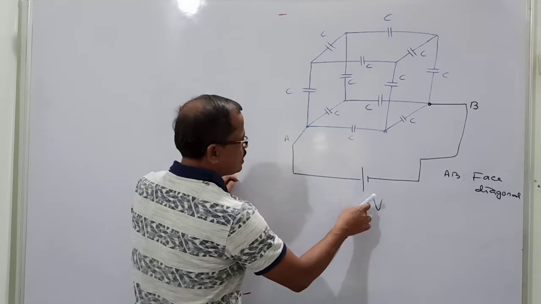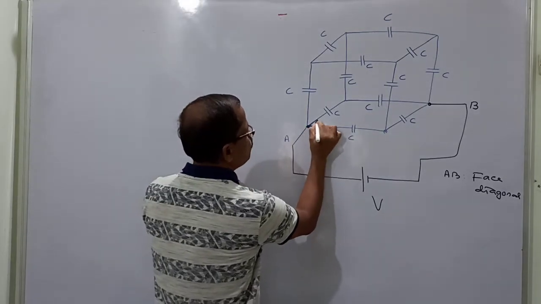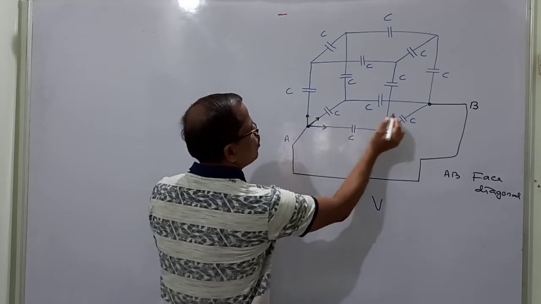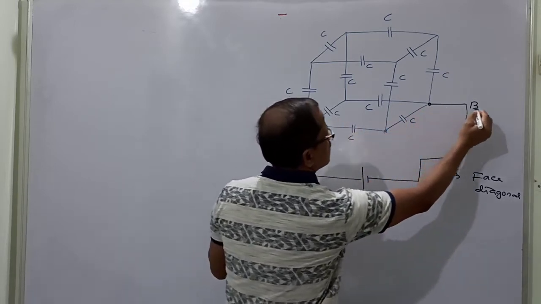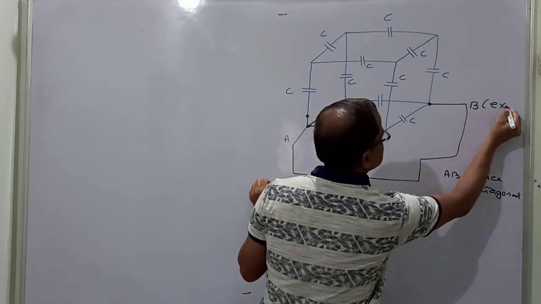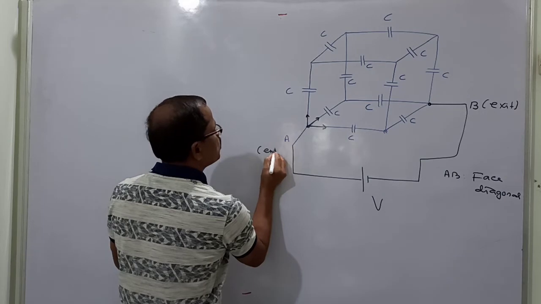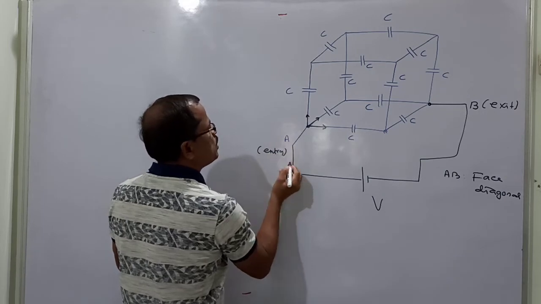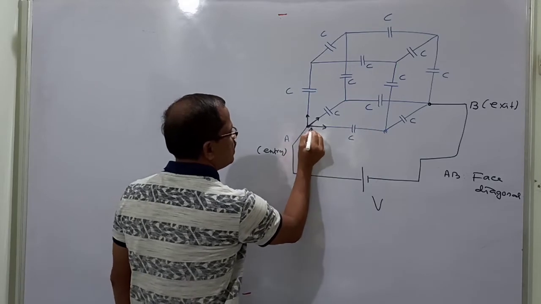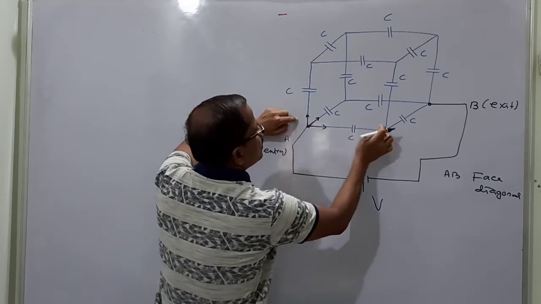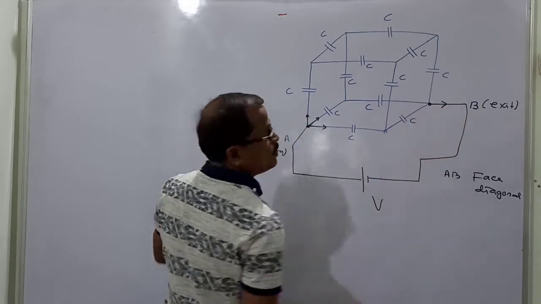When the charge reaches here, it has 3 paths to flow, and finally it will come out at the point B, because A is the entry end and B is the exit end. The battery is connected between the points A and B. When the charge enters here, it flows through the different capacitors, then finally comes out at the point B.